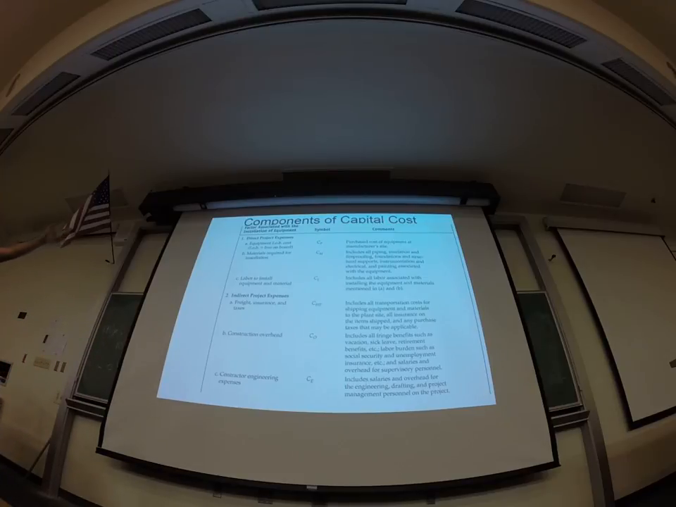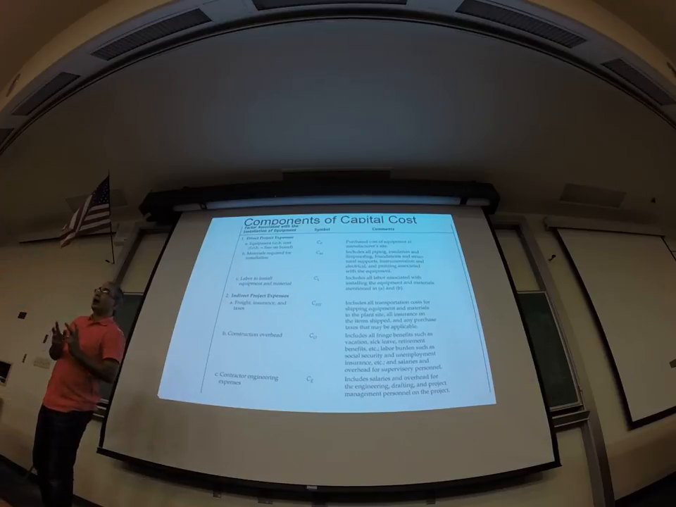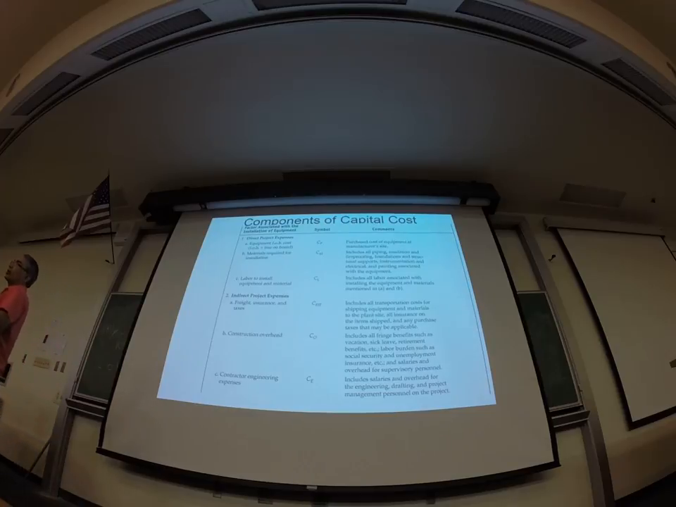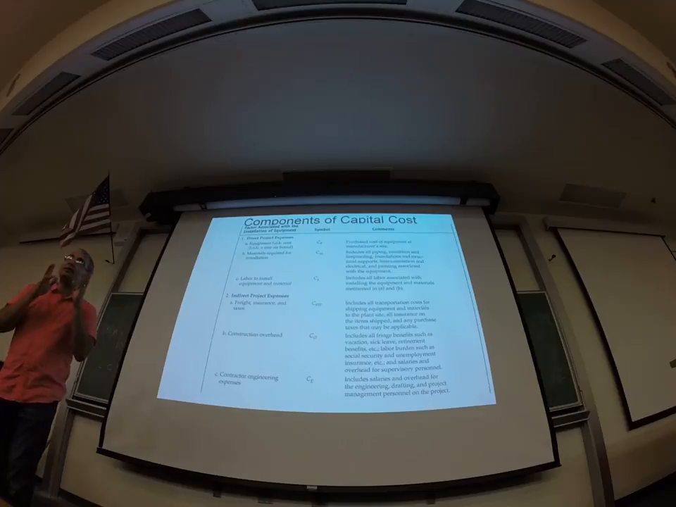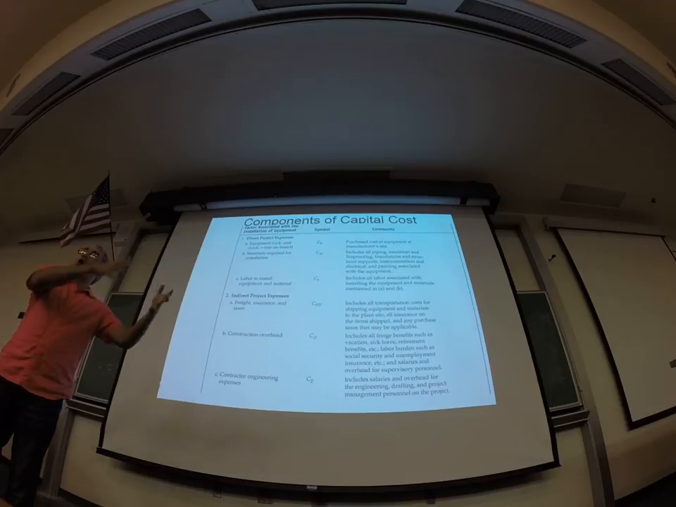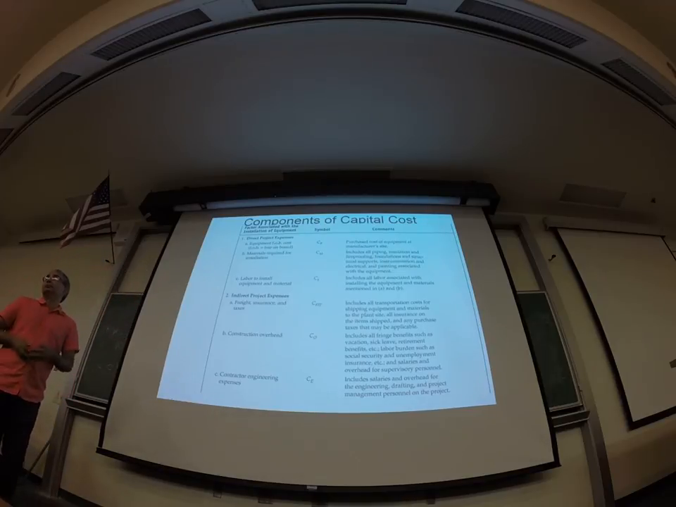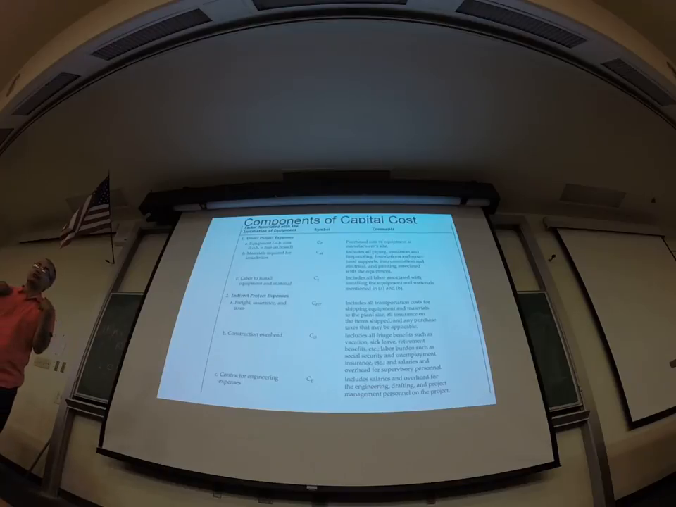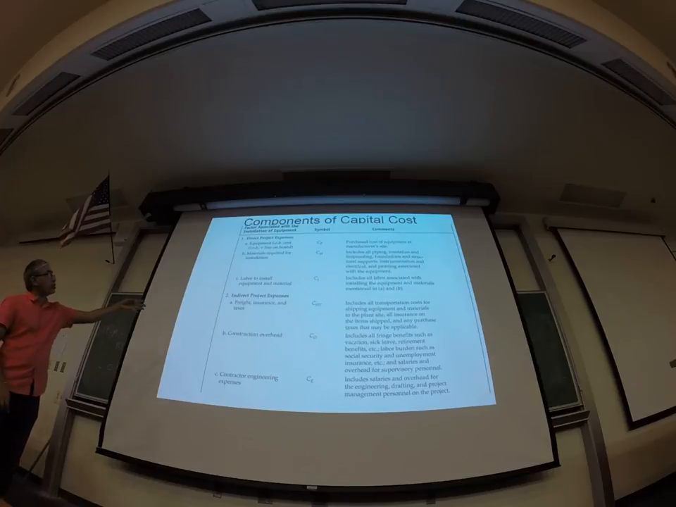CP is the cost of the equipment, and FOB is free on board. I don't know the origin of the phrase, you can look at Google. But free on board basically means the actual cost if you go to the vendor and buy it from him. He will tell you, at my company, I'll give you this price. But of course, you have to bring it over to your location, so you have to pay the freight charges.